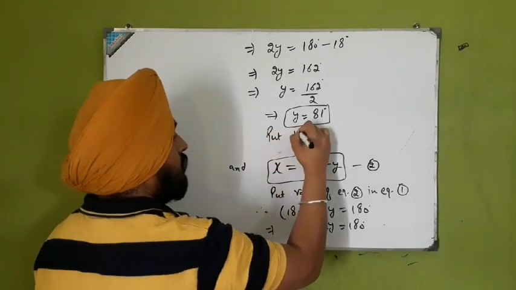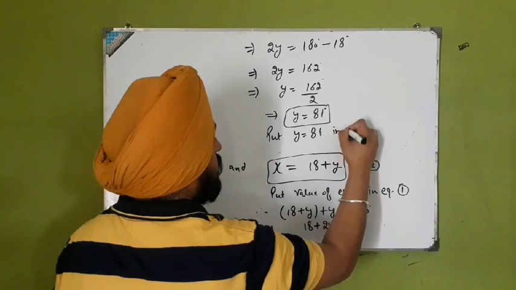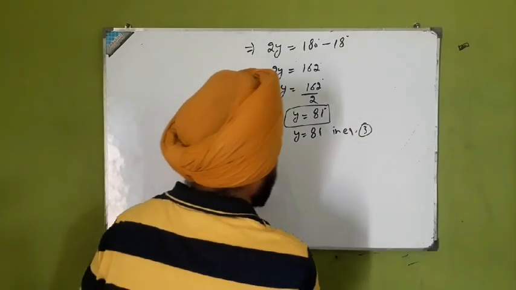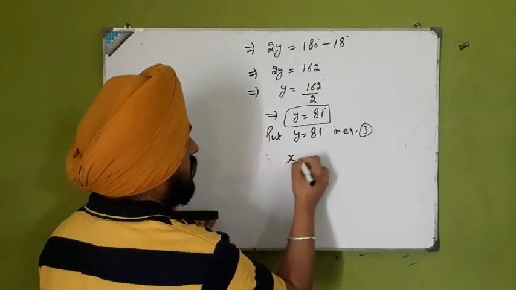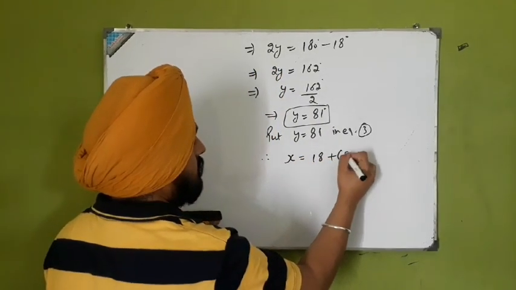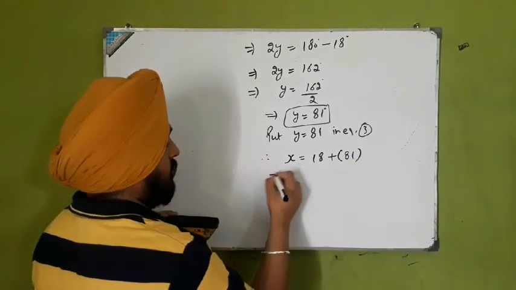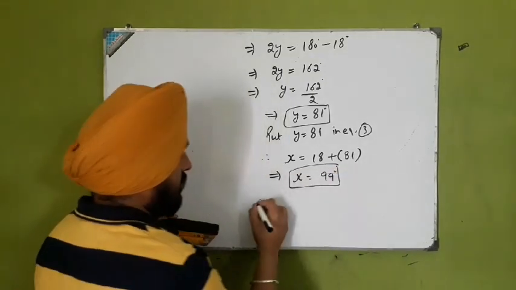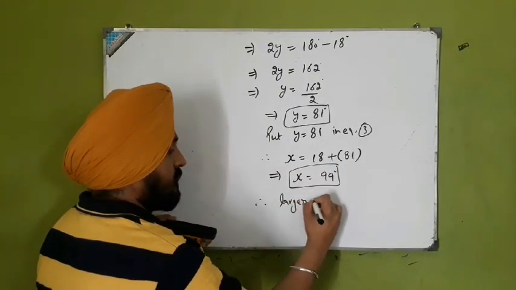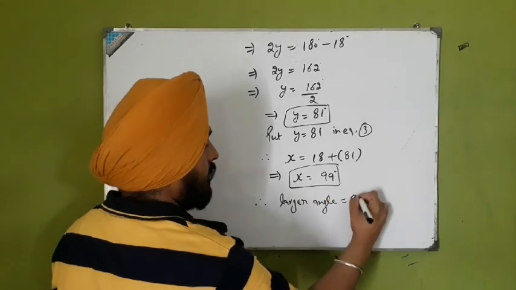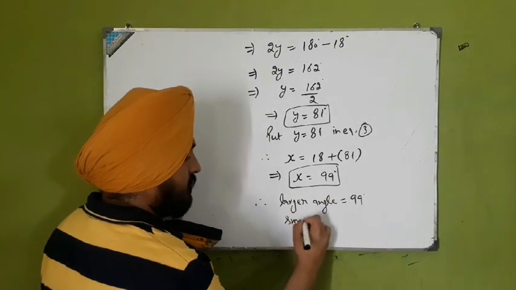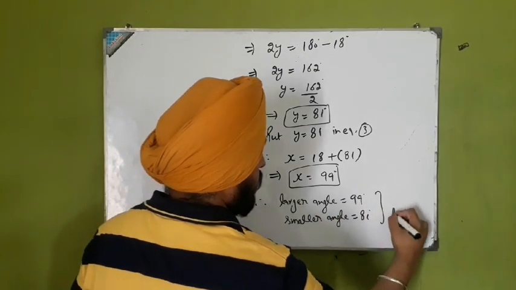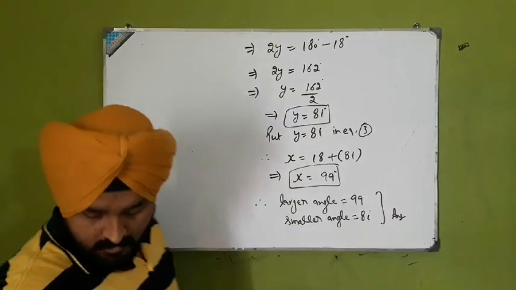Put this value of y in equation number second, or 1 or 2. I am putting it in equation number second. So therefore the value of x is equal to 18 plus y, and the y value is 81. So the value of x is 99 degrees. Therefore the larger angle is 99 degrees, whereas the smaller angle is 81 degrees. That's all. Understood? Now next part.